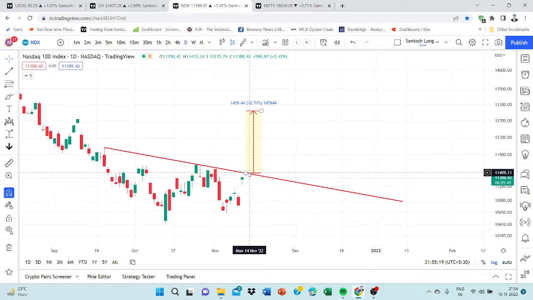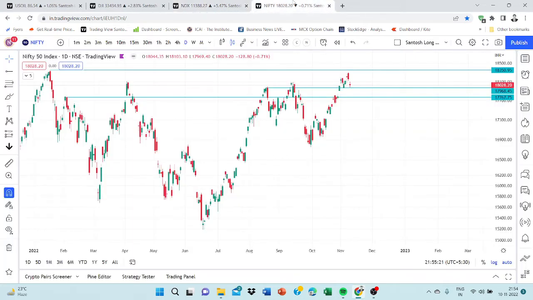Now let me talk to you about Nifty, then we will continue our discussion further. So Nifty may open above this level, 18,119, or Nifty may open directly at this level, 18,330, a 300 point gap up.